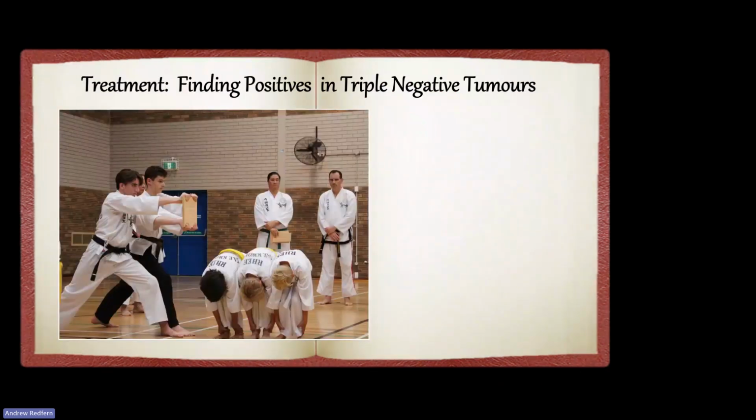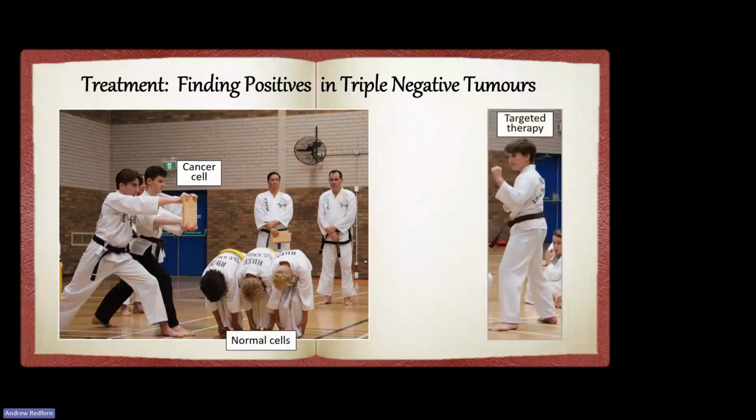And this, coming to Taekwondo, obviously here we have some normal cells. Here we have a cancer cell, and this is my then I think 13-year-old son Cameron, this was his exam for his black belt, and what you have to do is break the board without affecting the normal cells.